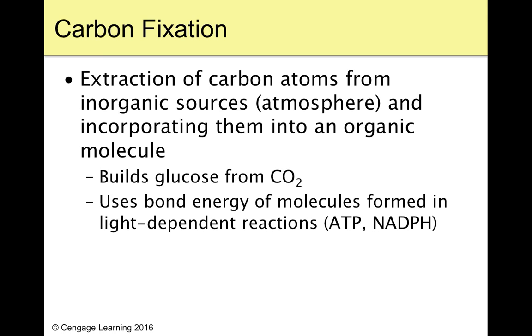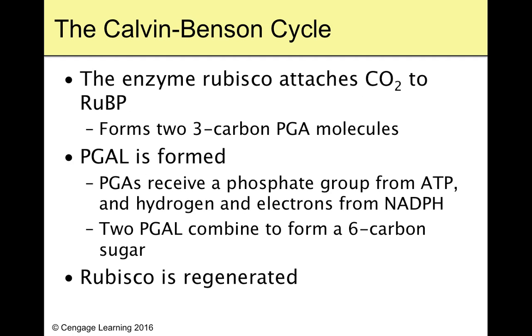We use the bond energy of the molecules that we formed in those light-dependent reactions we talked about last time. ATP, there's a lot of energy there. NADPH, there's a lot of energy there. And so we need these guys to get carbon dioxide turned into glucose. And that process from carbon dioxide into glucose is the Calvin-Benson cycle. So let's jump right into it.